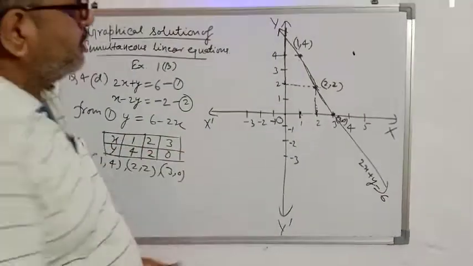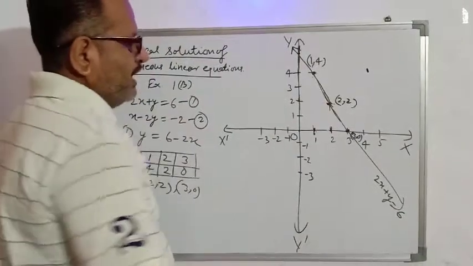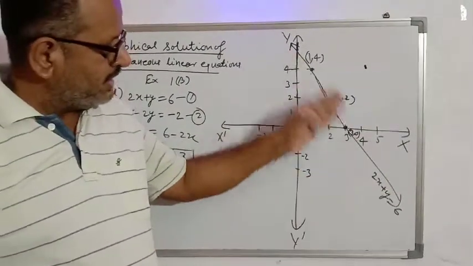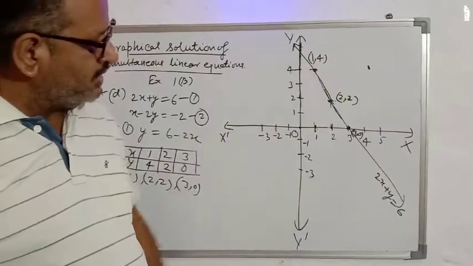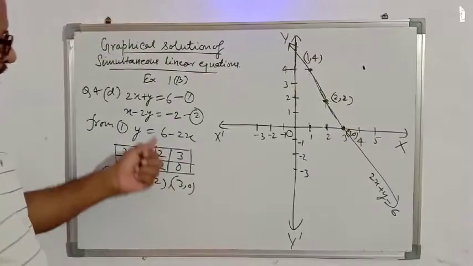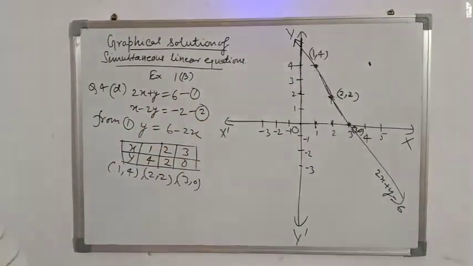After plotting these three points, we will join them with the help of a scale and produce the line in both directions. Put an arrowhead at both ends and write the equation of the line. Similarly, we will plot the graph of the second equation on the same sheet.